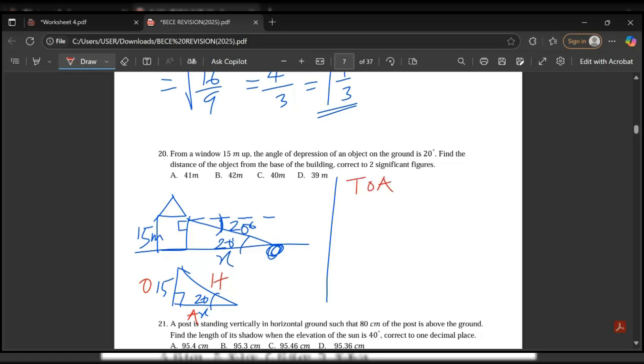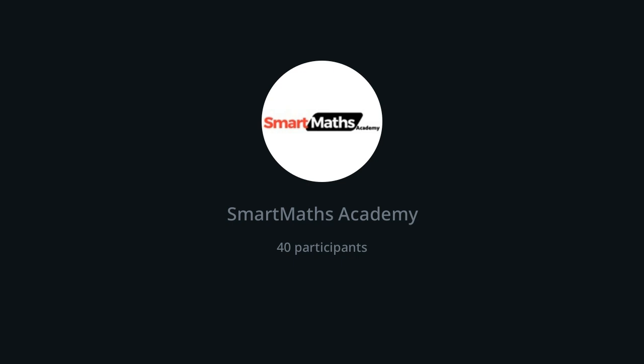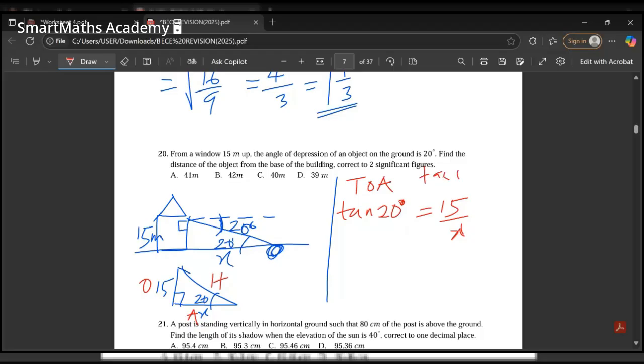All right. So that's going to be tan 20 degrees equals to 15 divided by x. So don't make the mistake and put x at the top and 15 at the bottom. You follow it as you have it there, because tan theta equals to opposite over adjacent. In this case, the opposite is 15, while the adjacent is x.